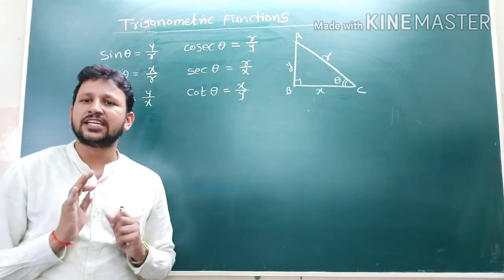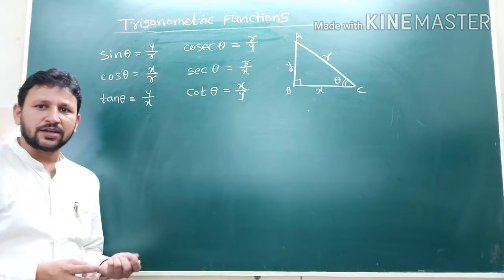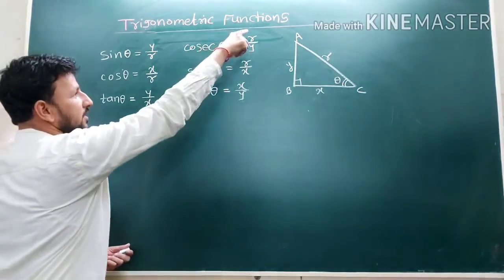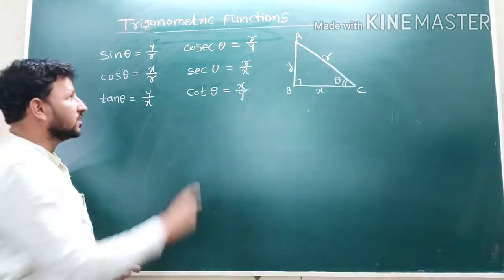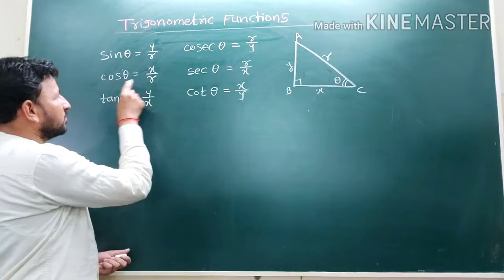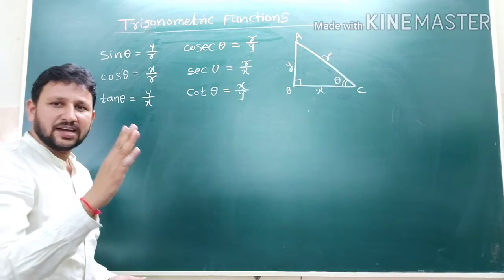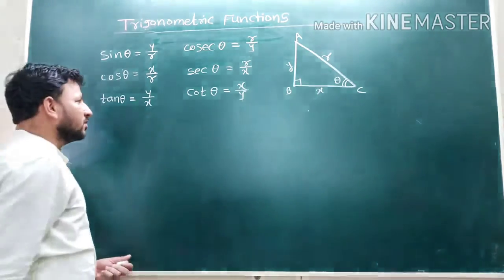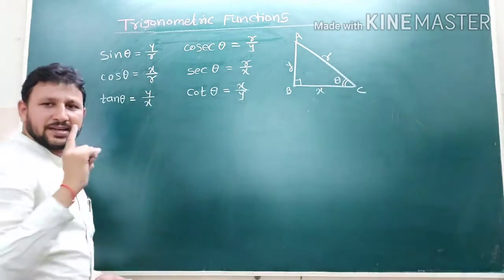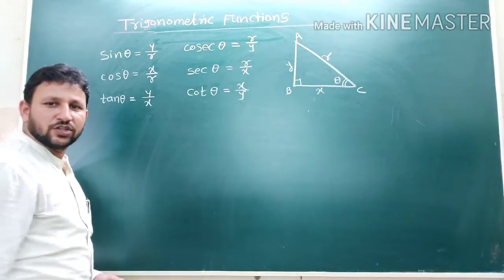By the definitions we express the trigonometric ratios. If you observe the sine function and the cosec function, the ratio values are reciprocals of each other: y upon r and r upon y. Next is cos of theta, x upon r, and its reciprocal r upon x, that is sec of theta. So cos theta and sec theta are reciprocals of each other. Third, tan theta is y upon x, cot theta is x upon y. Tan theta and cot theta are reciprocals of each other.